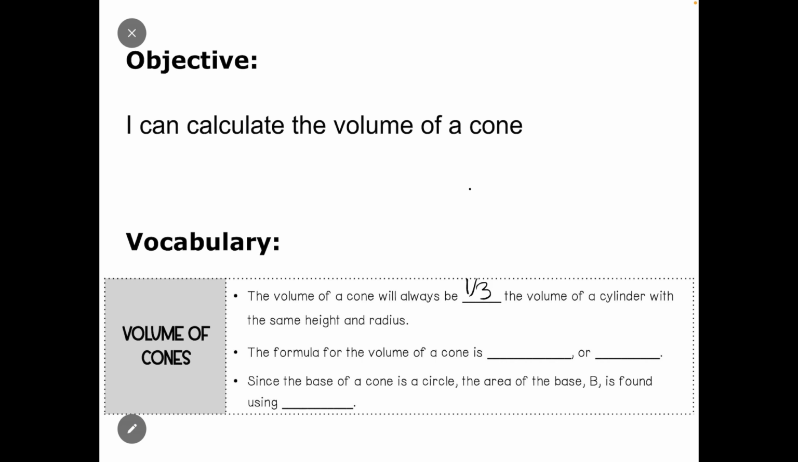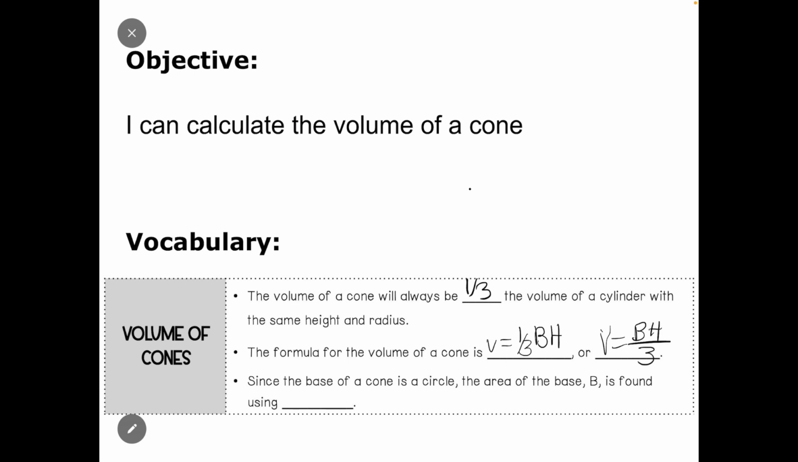1/3 the volume of a cylinder with the same height and radius. It's always going to be that. So you're always going to either multiply the volume of the cylinder by 1/3 or divide it by 3. So our formula for the volume of a cone is V equals 1/3 the area of our base times our height, or V equals the area of our base times height over 3.